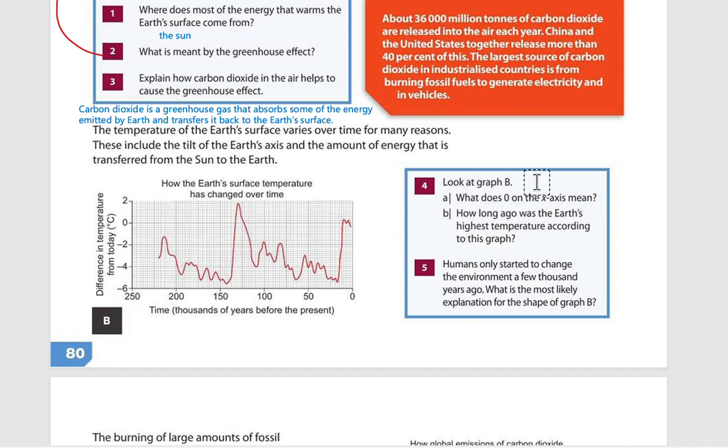Right, okay, look at graph B. What does 0 on the x-axis mean? The present. So they are referring to this 0 here. The x-axis is this, no? This is x, this is y. So 0 in the x-axis means present time. Right, you can write it down, the present time. Then for B, I'll just write it down, so it's referring to the present.